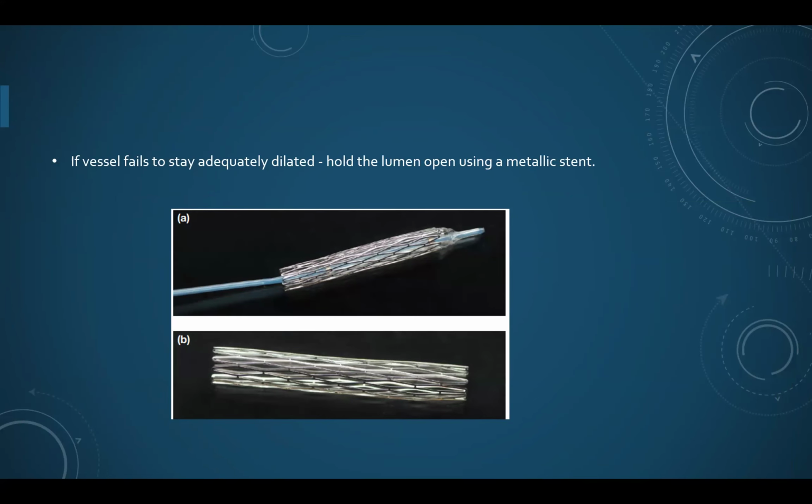If the vessel fails to stay adequately open with this balloon catheter, then we can use a metallic stent to hold the lumen. And these are the metallic stents.